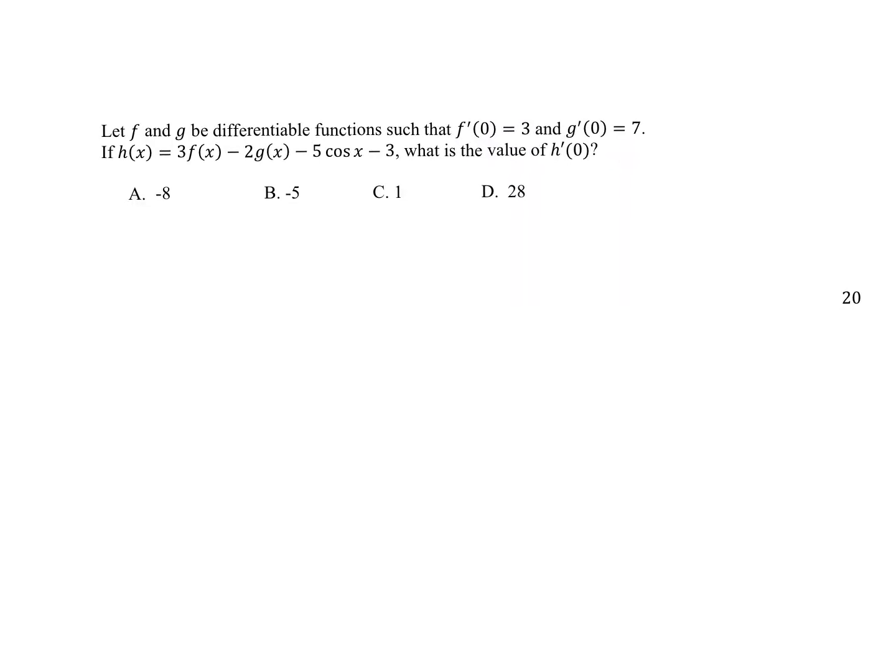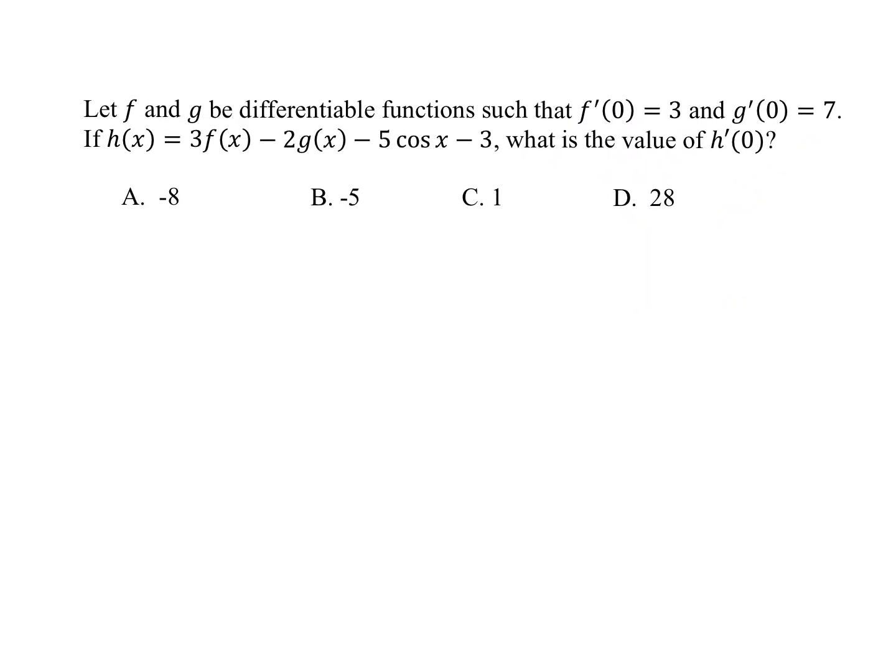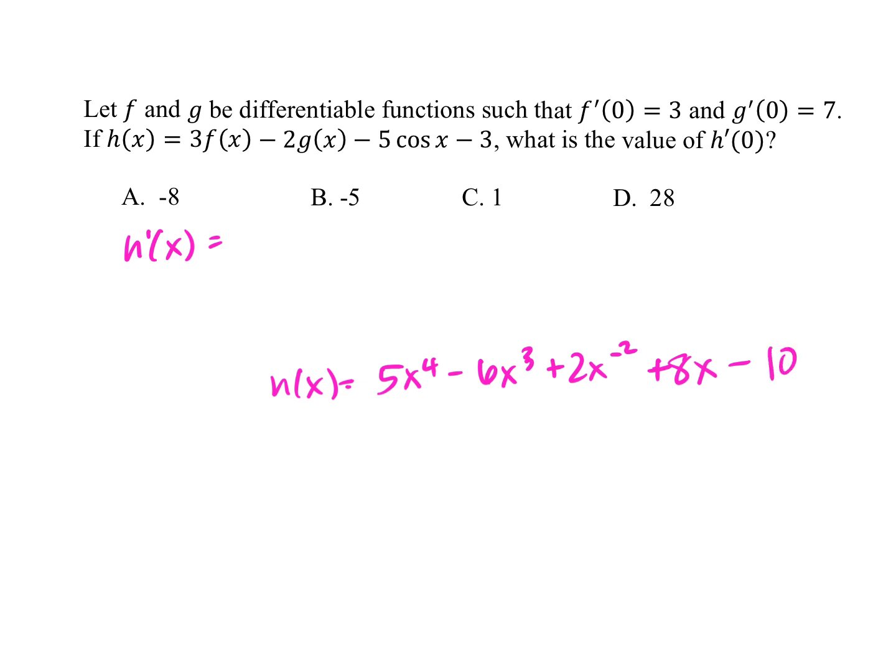So I just jumped to page 20 on the bottom because I think this is a good segue from yesterday to today. If I gave you this as my h, and I want to know h prime of 0, I just want to first focus on h prime of x. We kind of started with this yesterday. If we've got that constant, let me give you an example. What if I said h of x is 5x to the 4th minus 6x squared cubed, plus 2x to the negative 2nd plus 8x minus 10? Whew. Okay, help me out with that.